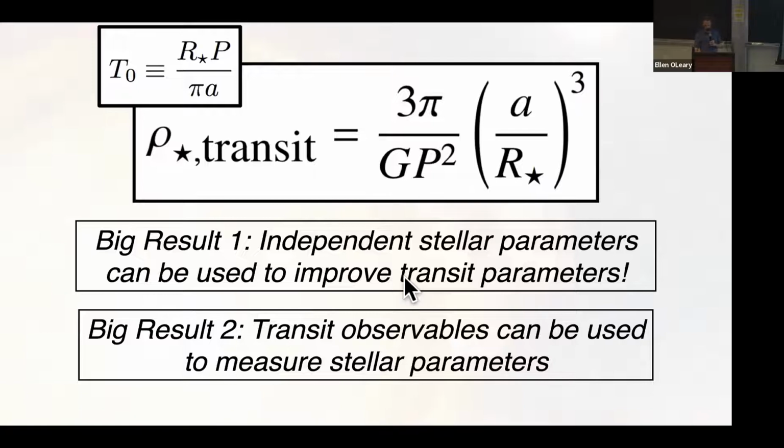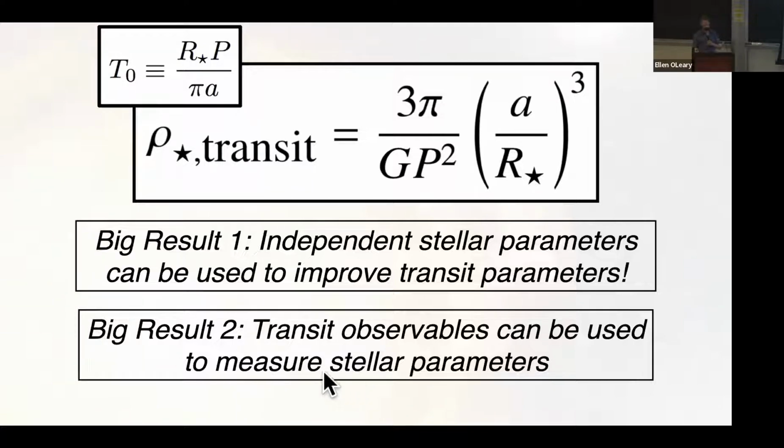The first big result here is that independent stellar parameters can be used to improve your transit parameters. If you know the mean stellar density really well, that means that you have a good handle on A over R star. That means that you have a good handle on what the transit duration for b equals 0 is. And that allows you, if you remember the previous relation, to constrain the impact parameter and hence get a better estimate of RP over R star.